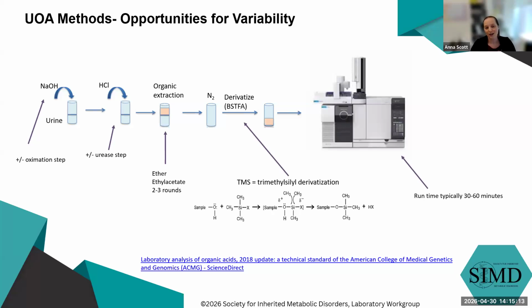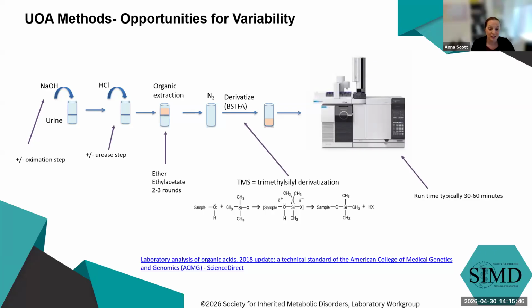Once you do those multiple rounds of organic liquid-liquid extraction, there's typically a dry down step. And then about the only step that there is 100% concordance across all performing labs. We all use trimethylsilyl derivatization. We're adding a bunch of positive charge to organic compounds to make them easier to detect. Okay, we've derivatized. We now have a much smaller volume that is concentrated metabolites extracted from that urine sample.